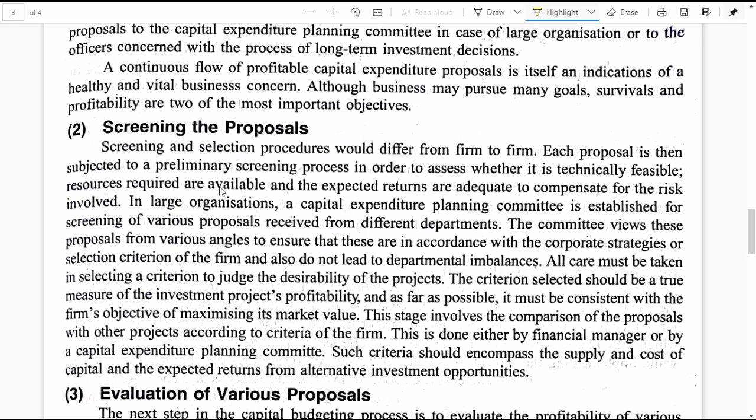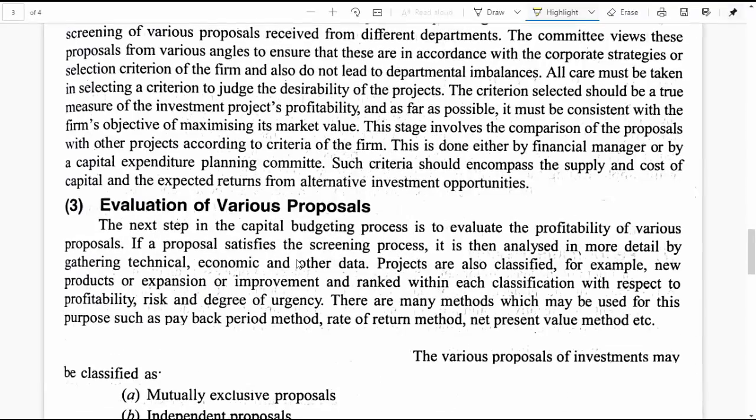The third step in capital budgeting process is evaluation of various proposals. If a proposal satisfies the screening process, it is then analyzed in more detail by gathering technical, economic and other related information. Projects are also classified, for example, new products projects, or expansion projects, or improvement projects, and they are ranked within each of their classification with respect to their profitability, risk and degree of urgency.